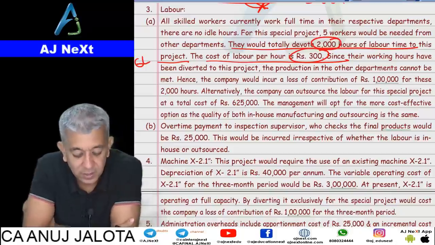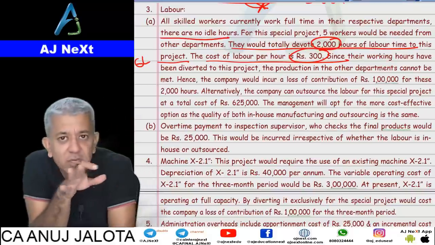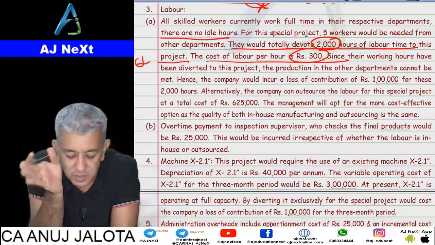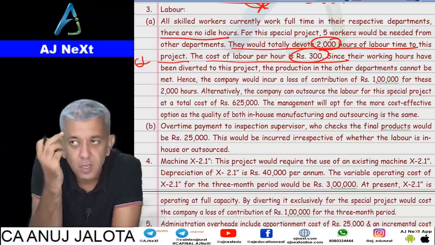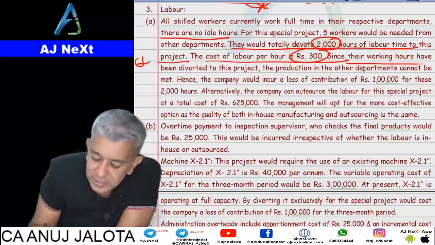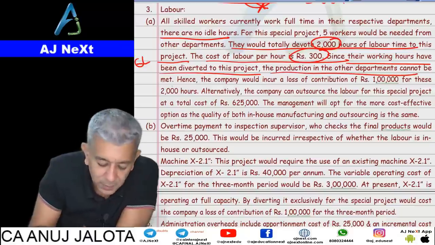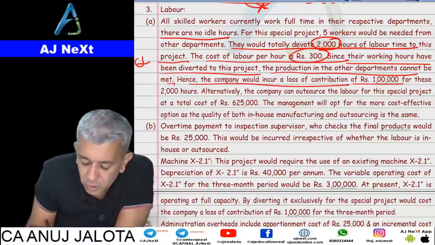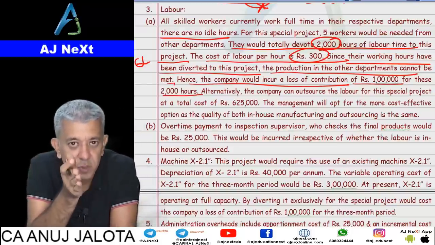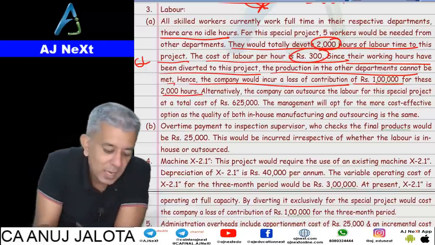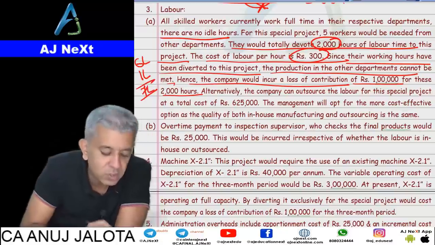So therefore, we require skilled workers from other departments, and there are no idle hours. So these workers have got no spare hours. If these workers come over here, obviously they will not be working in their departments. Since their working hours would have been diverted to this project, the production in the other departments cannot be met. Hence, the company would incur a loss of contribution of 1 lakh for these 2000 hours. So therefore, if those people are put over here, first of all, you will incur 6 lakh rupees, and apart from that, you will be losing 1 lakh rupees of contribution. So therefore, your relevant cost will become 7 lakhs.